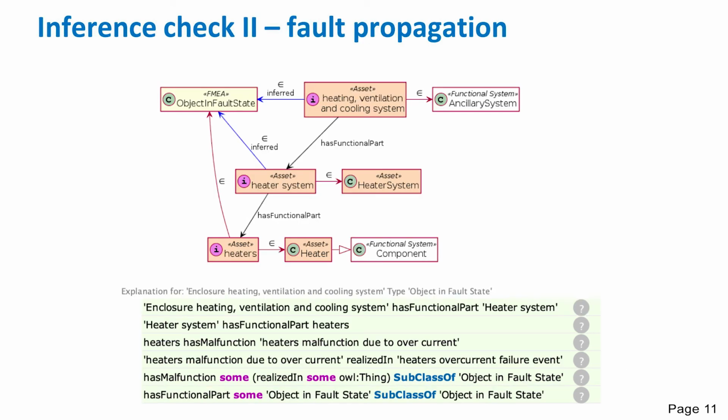The computer has inferred that the heater component is in a fault state. Reasoning from the functional breakdown, the computer further infers that the entire heating, ventilation, and cooling system must be in a fault state. When asked, it will list the facts and rules used to arrive at this conclusion. For our demonstration here, we have made the simplified assumption that fault state is always and unconditionally propagated from components and subsystems to higher level functional units. Of course, in real-world FMEA cases, we would be more nuanced, with different rules according to criticality.